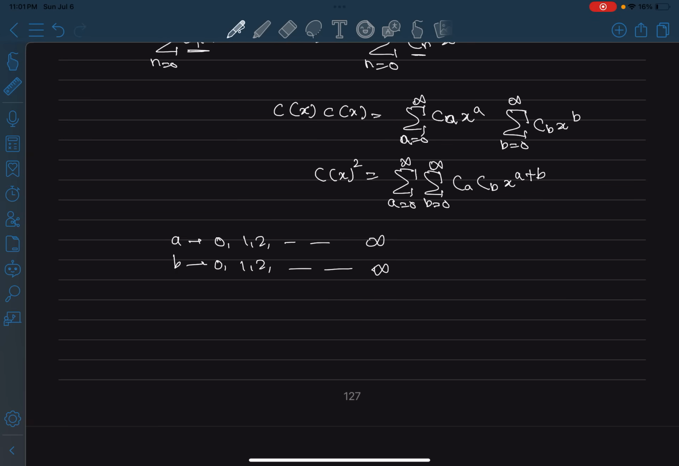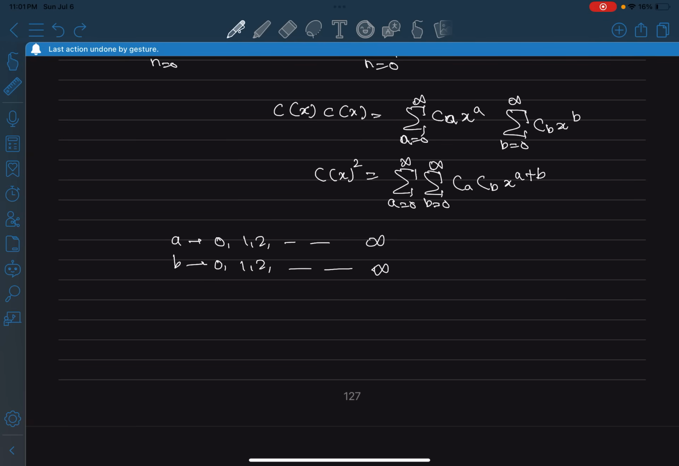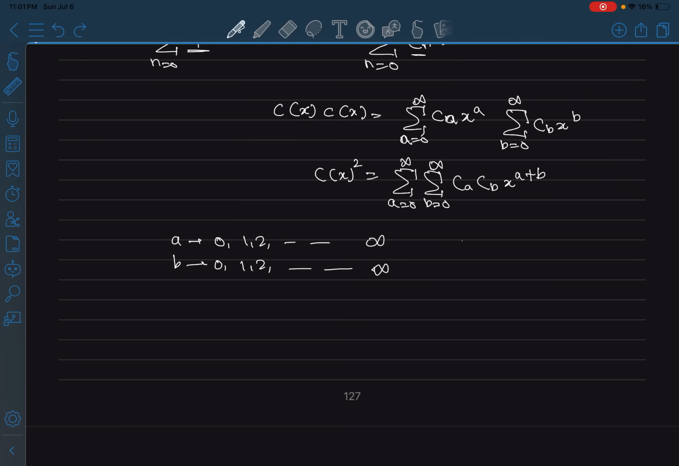Because I want to write this as just a single sum, what I can do is make a variable change. Let's say n equals a plus b, and k equals this b over here. If I make that variable change, let's see how n and k will go while a and b go in this range.